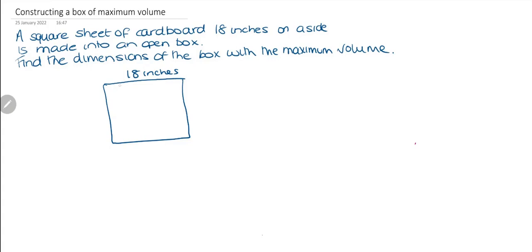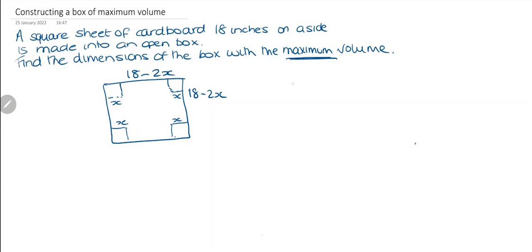So what we need to do is to cut out the corners. So the corners we're going to call x. So then the length of our box is actually going to be 18 minus 2x. So on the other side, 18 minus 2x also. And we need to find the maximum volume.